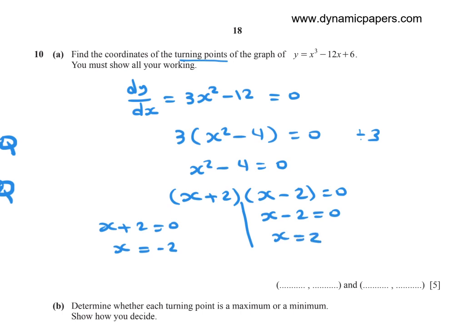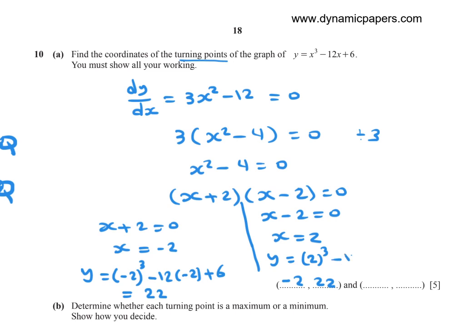So to find y, substitute in the original function, the original equation. So y equals negative 2 all to the power 3 minus 12 times negative 2 plus 6 equals 22. So the first point is negative 2 and 22. If x equals 2, find y by substitution. y equals 2 to the power 3 minus 12 times 2 plus 6 equals negative 10. So the second point is 2 and negative 10.